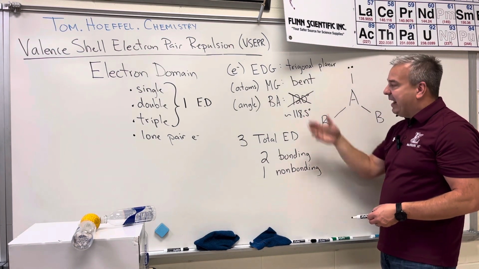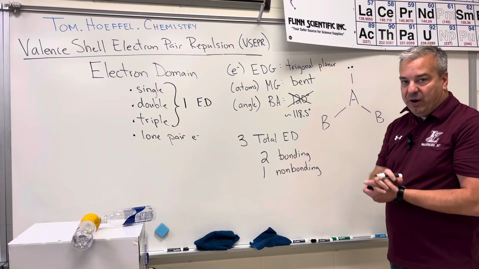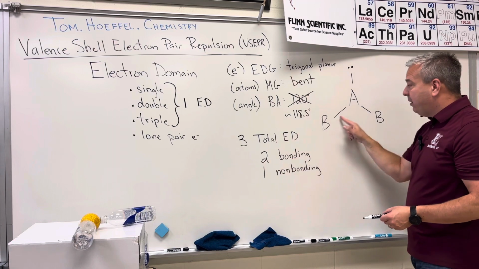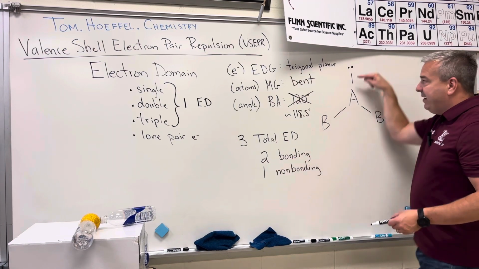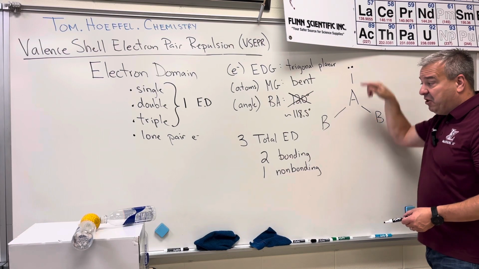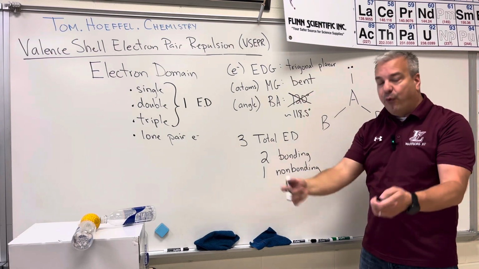If I added 1.5 degrees, I'd get back to my 120. Okay, so that's what happens when you have two domains that are bonding and one domain that is a lone pair, or what we call non-bonding. Well, let's jump up to 4 domains.